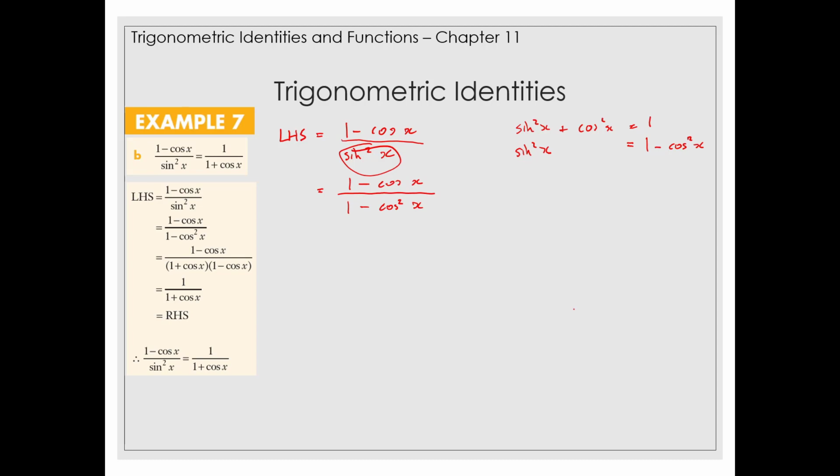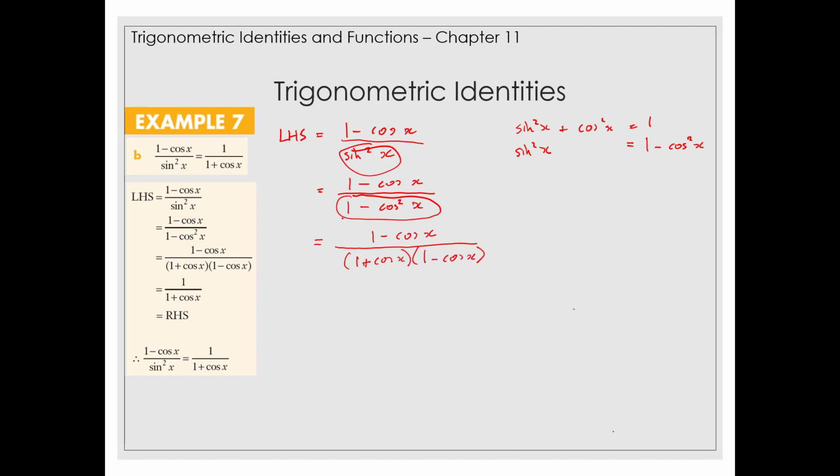Now, at the moment we can't cancel anything, that doesn't look very useful, but this is a difference of 2 squares. This is 1 squared, take away cosine squared. And because it's a difference of 2 squares, what we can say is, okay, let's have 1 minus cosine x all over 1 plus cosine x, 1 minus cosine x.